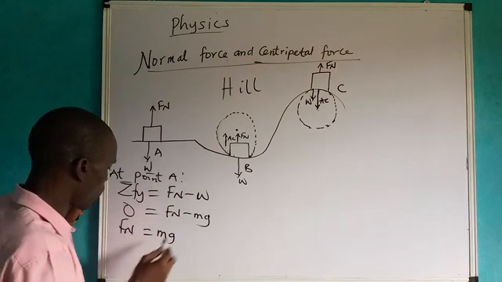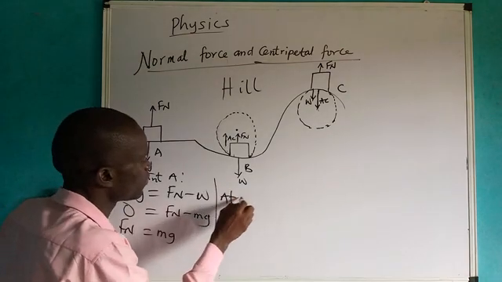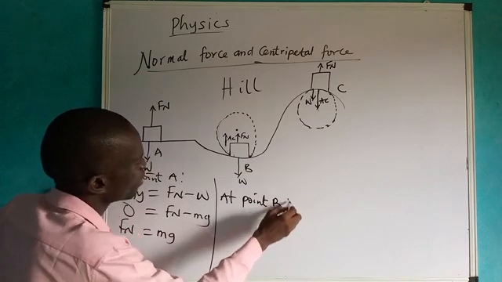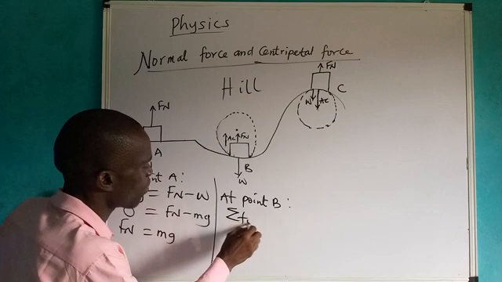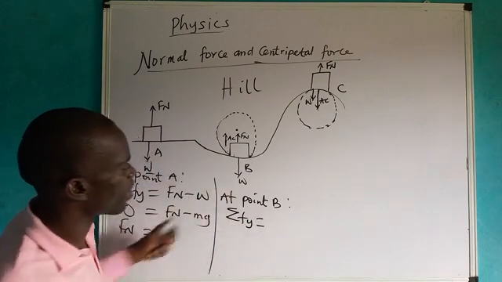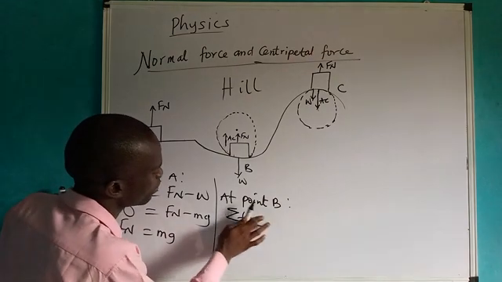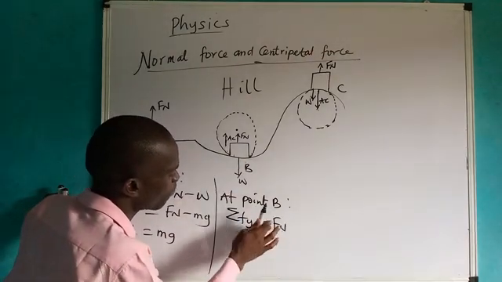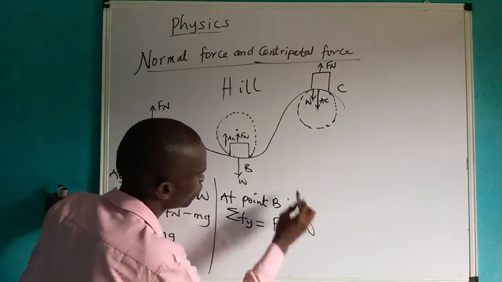Okay, let us consider point B. At point B, what will happen? Let us see what will happen there at point B. It means that we're going to have the sum of Fy. Also, we have a vertical component there. We have Fn. Fn is moving up, and what is W? W is moving down.